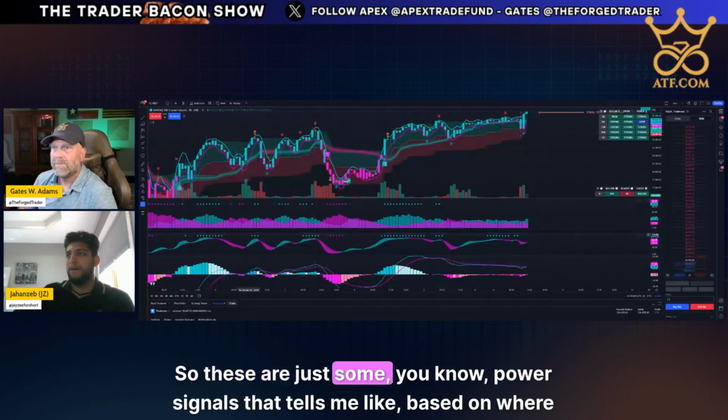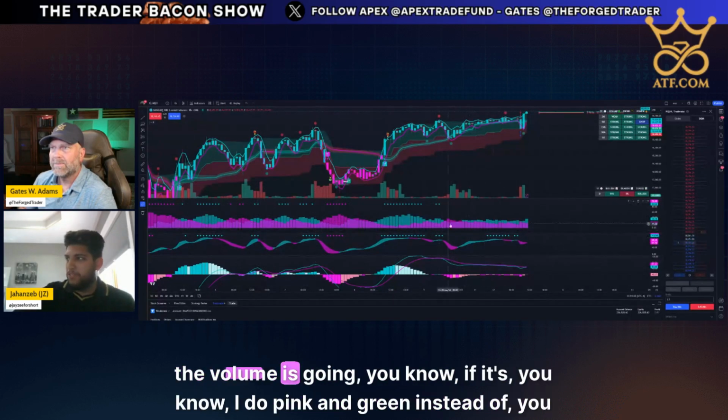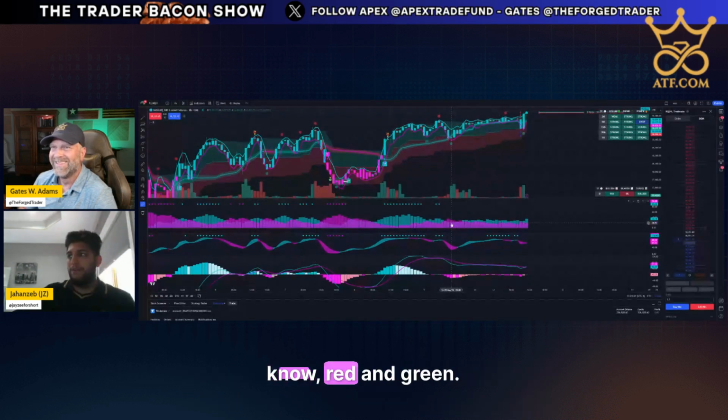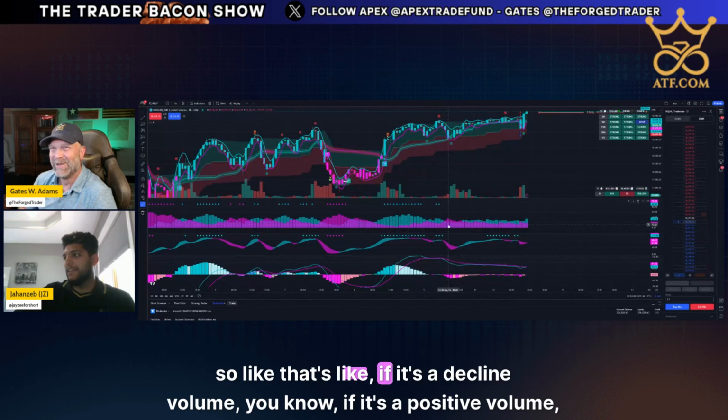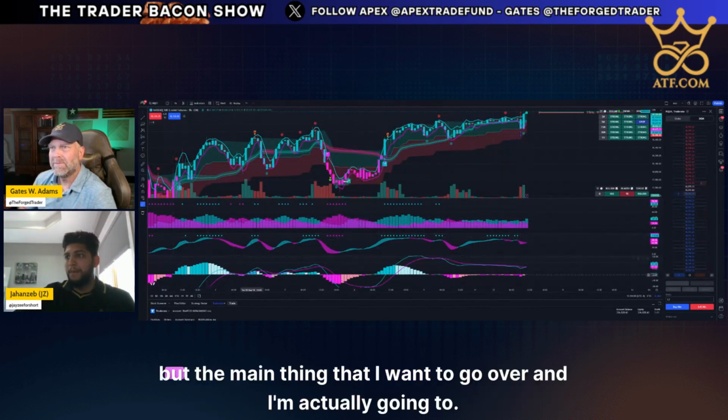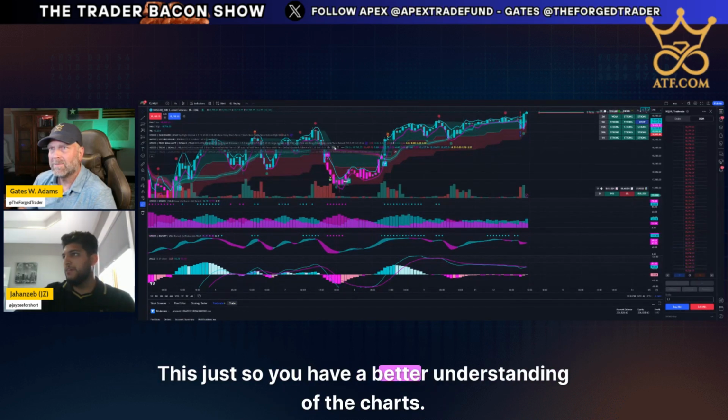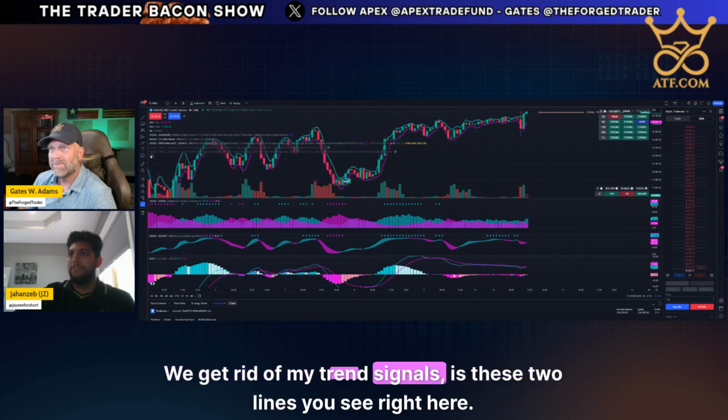So these are just some power signals that tell me, based on where the volume is going, if it's a decline in volume or a positive volume. I do pink and green instead of red and green. But the main thing that I want to go over, and I'm actually gonna get rid of this just so you have a better understanding of the charts, let me get rid of my trend signals.